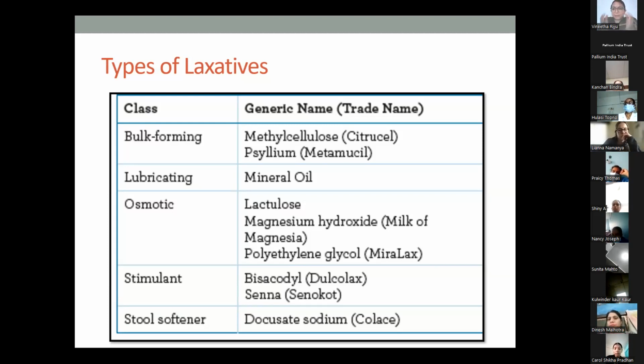So it increases the bulk of the fecal mass, and that itself stimulates the forward action of the fecal mass and evacuation. Also, there are lubricating oils, which help to facilitate the motion, or maybe osmotic laxatives like lactulose, milk of magnesia, or PEG, which we give. Stimulants, most often we give stimulant laxatives with morphine tablets. That is, we use bisacodyl mostly. And stool softeners also can be used, like docusate sodium.